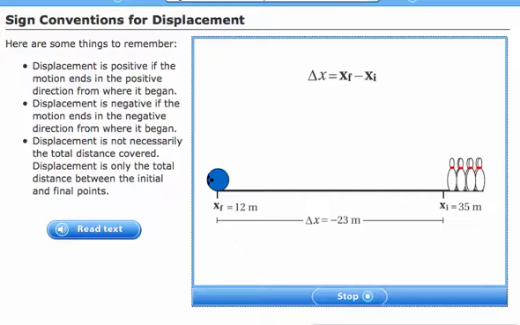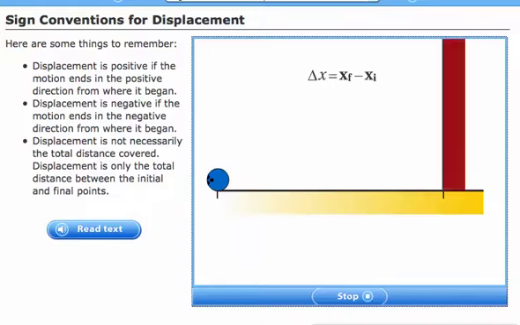Keep in mind that the displacement is not necessarily the total distance covered. If the ball were rolling along from an initial position of 12 meters, hit a wall at 35 meters, and rolled back to a final position of 18 meters, the overall displacement is only 6 meters. When working with displacement, always look at the initial position and the final position of your object.